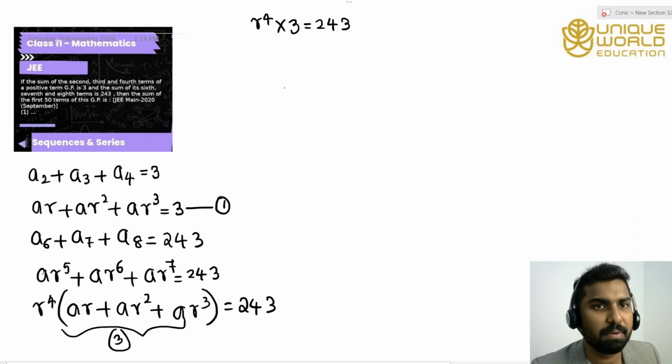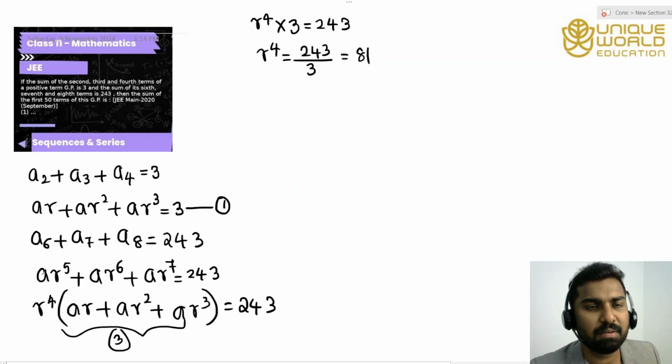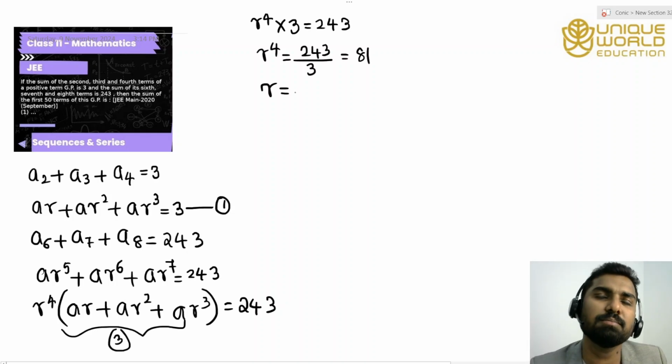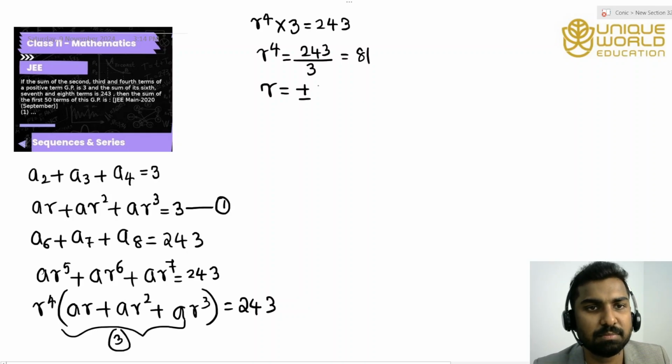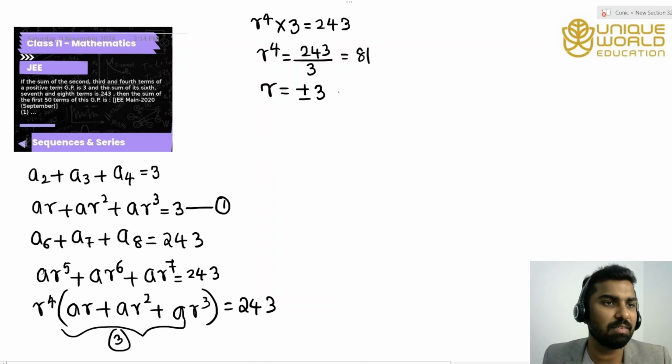Right? So R power 4 into 3 equal to 243 means what can I write? R power 4 equal to 243 divided by 3. 243 by 3 means 81. So R power 4 is 81 means R can be plus or minus 3. 3 power 4 is 81, minus 3 to the power 4 is also 81.